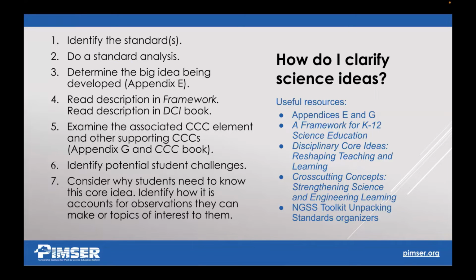You'll notice on the right are some useful resources. Appendices E and G. E contains the progressions for the big core ideas, and Appendix G contains the matrix, thus the progressions for the cross-cutting concepts. A Framework for K-12 Science Education gives us lots of background and the big ideas and the way that the writers of the standards were considering them. The book from NSTA, Disciplinary Core Ideas: Reshaping Teaching and Learning, is also a very useful resource, as well as their latest book, Cross-Cutting Concepts: Strengthening Science and Engineering Learning.